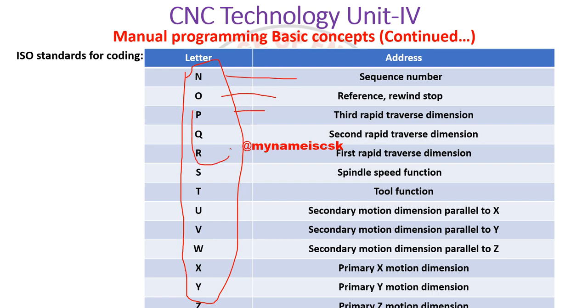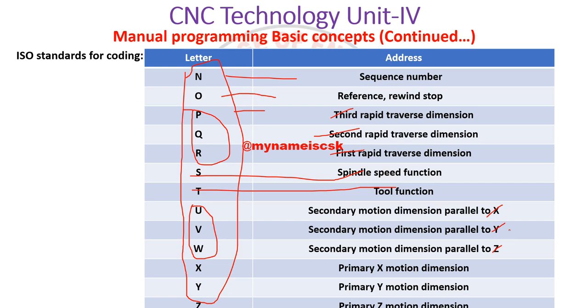PQR comes as third rapid transfer, second rapid transfer, and first rapid traverse movement. And S is nothing but spindle speed. T is nothing but tool function, and UVW. If you are unable to use XYZ, then we can use UVW.